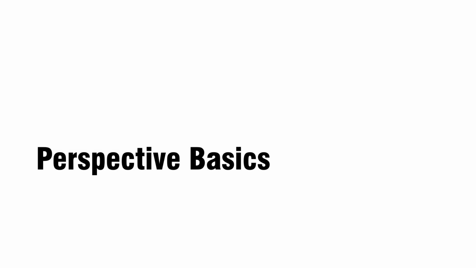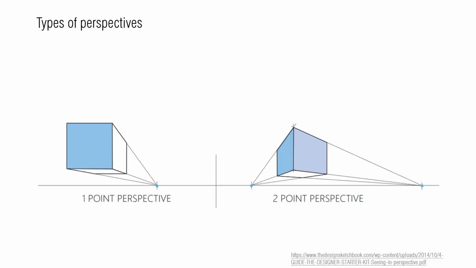So first, perspective basics. There are different types of perspectives, for example, linear perspective and aerial perspective. In linear perspective, which is the most commonly seen type of perspective, objects appear bigger as they get closer to you and smaller as they get farther away.